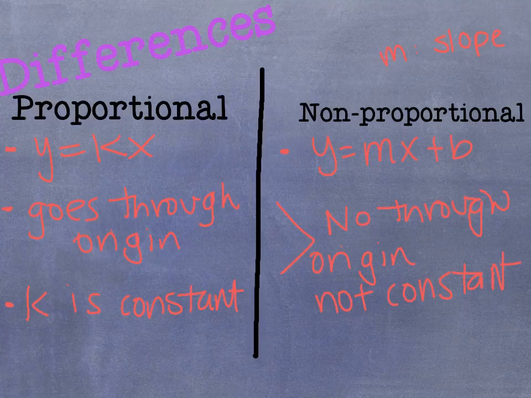The difference is non-proportional has something added to it. That means it starts somewhere else. This one starts at 0 because there's nothing here. So that's like y equals kx plus 0. That could be the same thing. That's the same as this over here.